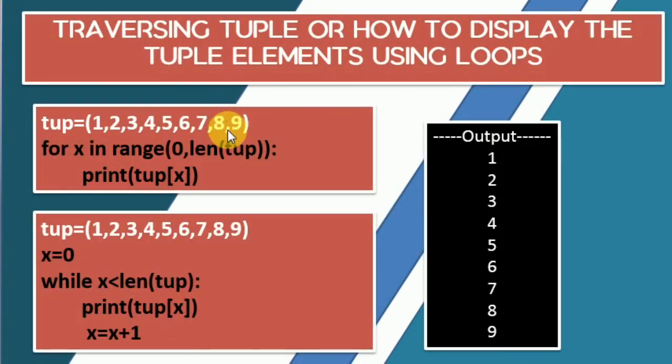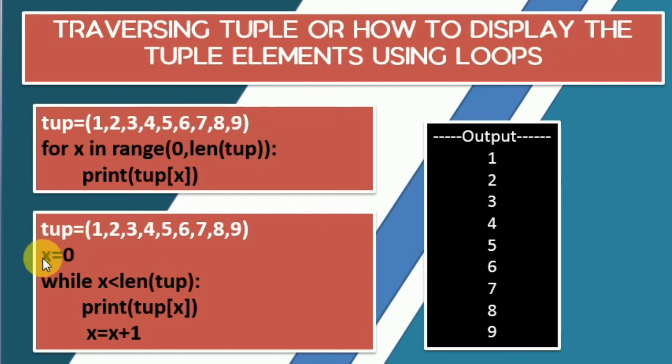The last point is how to display the tuple elements using a loop. We are going to show both cases, how to display in a for loop and how to display in a while loop. It is the same method used for the list also. For x in range 0 comma len of tup bracket close colon print tup of x. It will display 1 2 3 4 5 as I have given in the output, and the same in the case of the while loop also.